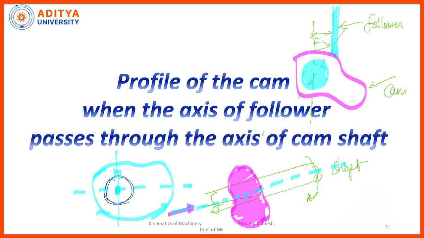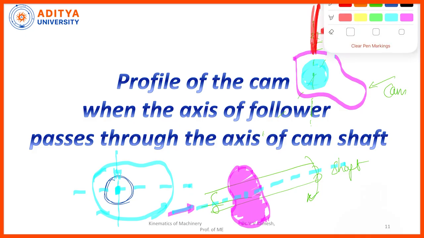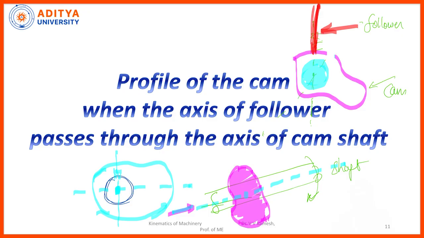Suppose I am mounting, now I am showing the follower exactly on, where do I need to draw? Exactly on the axis of the cam. Now you look at this, now this is my follower. Now how are the axes? This is the axis of the camshaft. Now this is the follower. Both are passing through the same point.